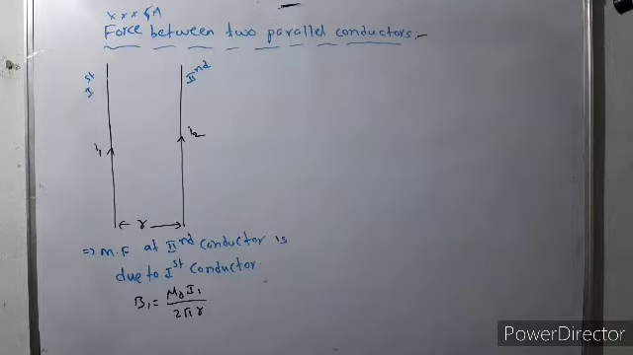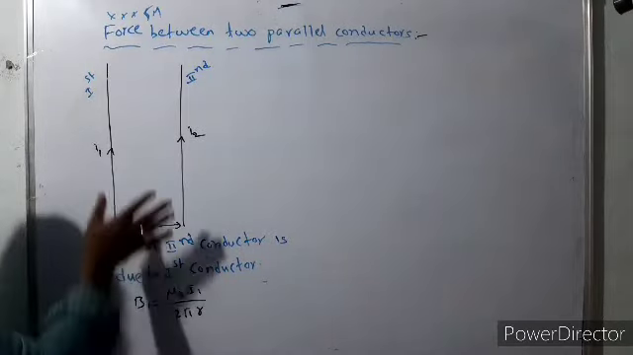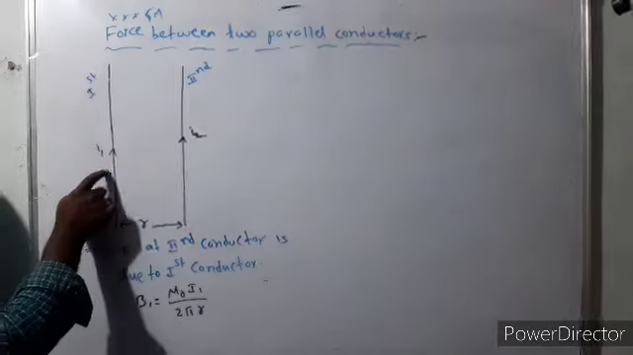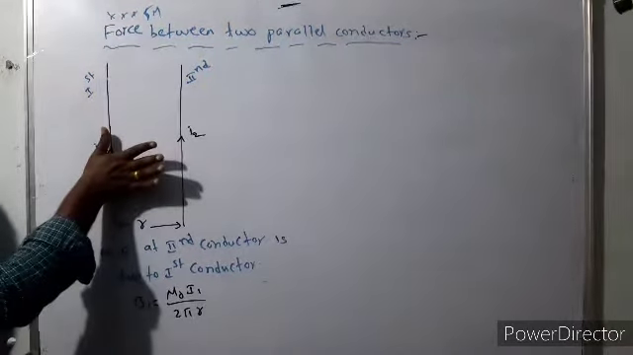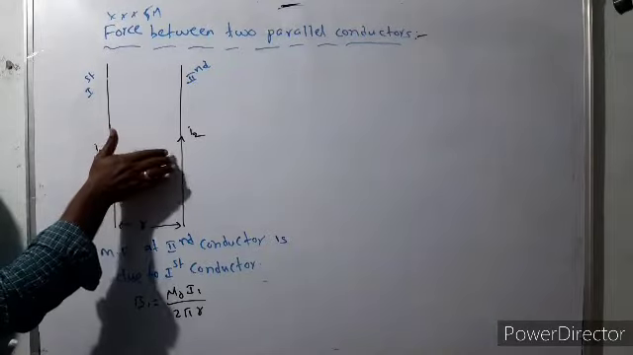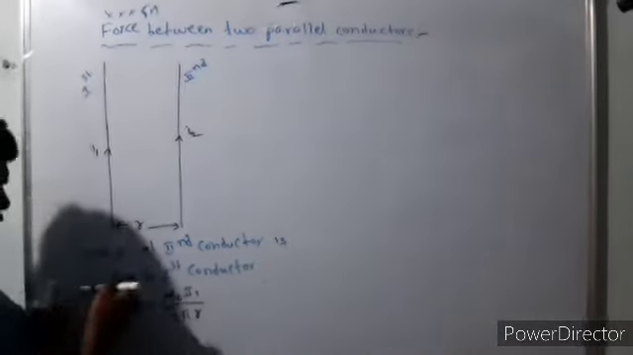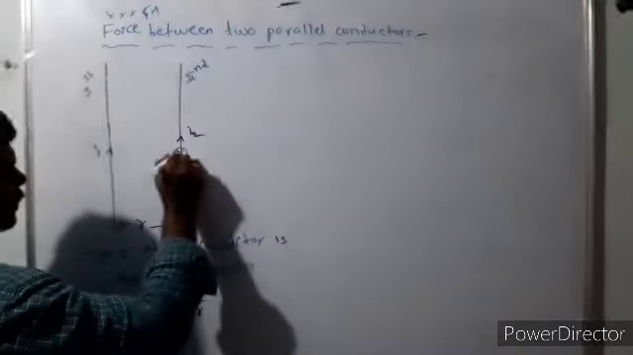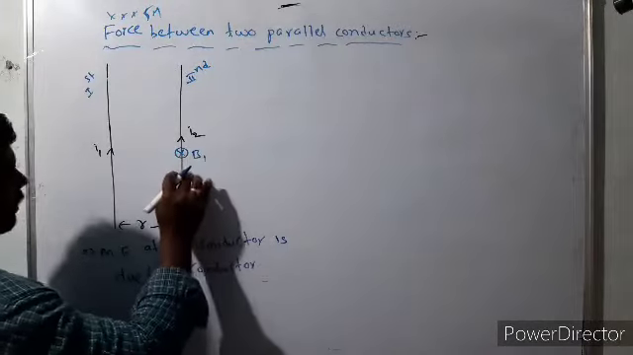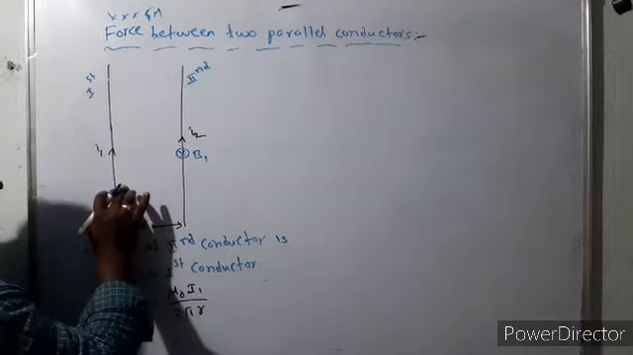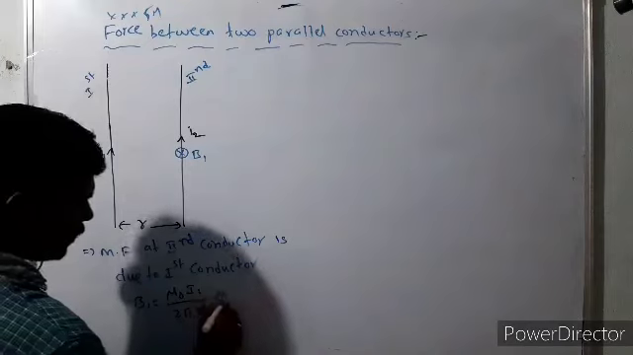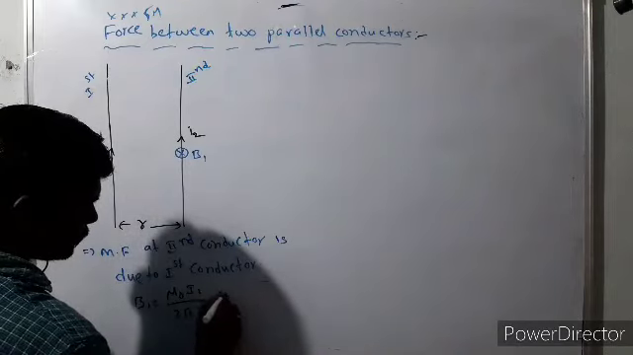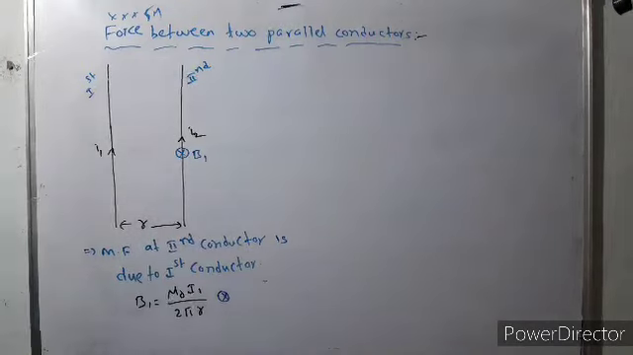So, what is the direction of this magnetic field? B1 is the magnetic field due to the first conductor, so put the thumb in the direction of current in the first conductor. Now fold the fingers. The magnetic field B1 is inwards. B1 is the magnetic field at the second conductor due to the first conductor. The direction of the magnetic field is perpendicularly into the plane of the board.